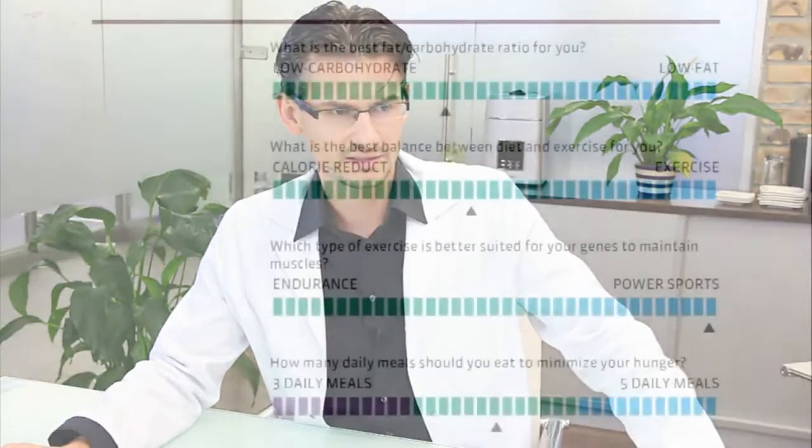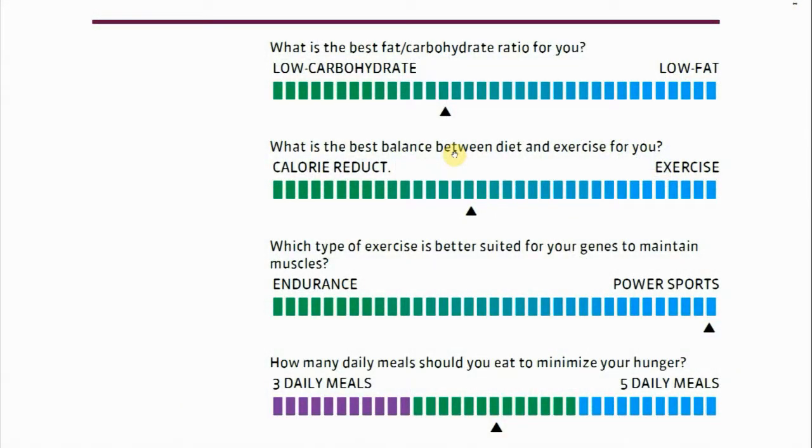Then the next question, what type of exercise is better suited for your genes to maintain muscle mass? As I've explained, some people lose more muscle mass through calorie reduction, while others lose less. And here is where we counteract this. Power sports, so anything that requires strength, is going to build up more muscles. So this is what we need to do more if you lose more muscle mass due to your genetics. So if your arrow is here, it means you need to do more power-oriented sports, weightlifting, circuit training, anything that requires you to use full strength.